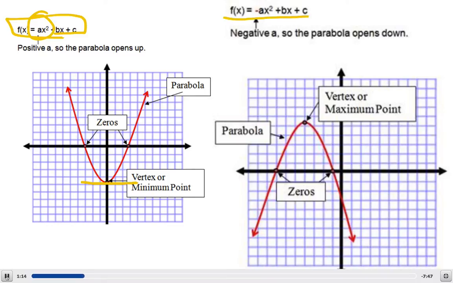And in this equation, we have a negative ax squared, and so our vertex is a maximum point because the parabola is going to open down. Remember what I've said, if it's positive, then it's a smile, and if it's negative, then it's a frown.